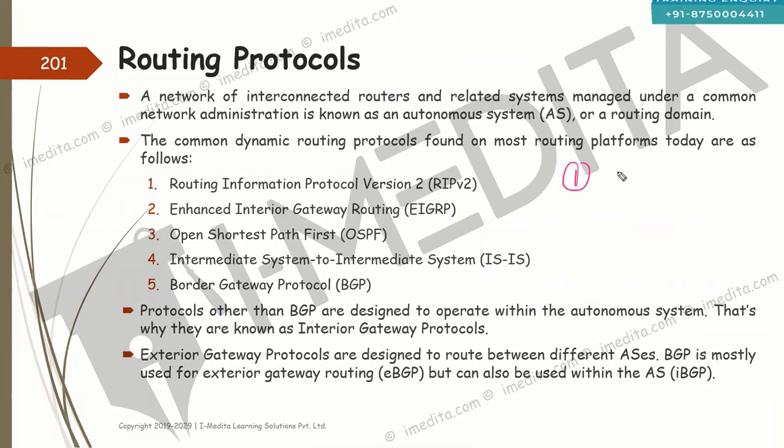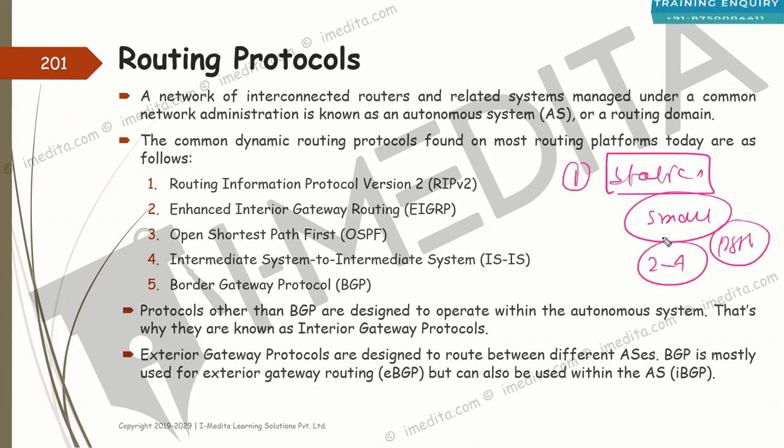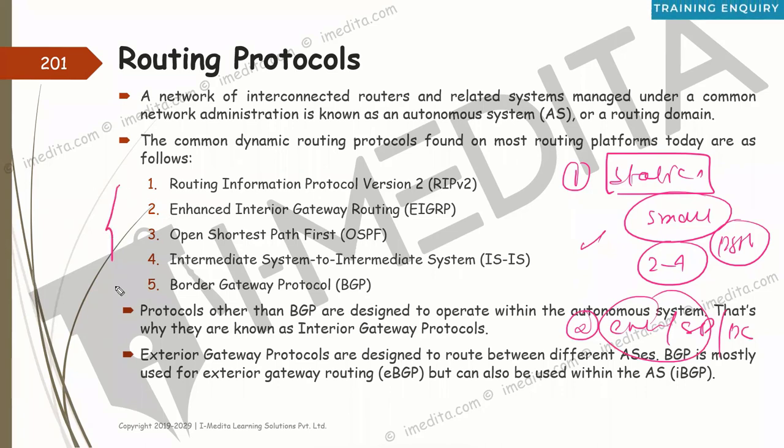So if you are going to do static routing, it's okay for a small-scale network. If you have 2-4 routers and a few destinations, then it's okay. But if you have a big campus area network, a large enterprise network, a service provider network, a data center and so on, then performing static routing might not be that useful, specifically in the enterprise network or the service provider network. So these protocols can be used to exchange the route information automatically from one router to another router.